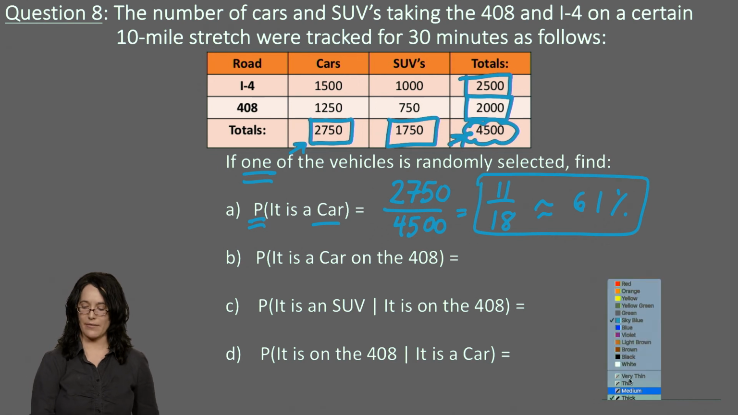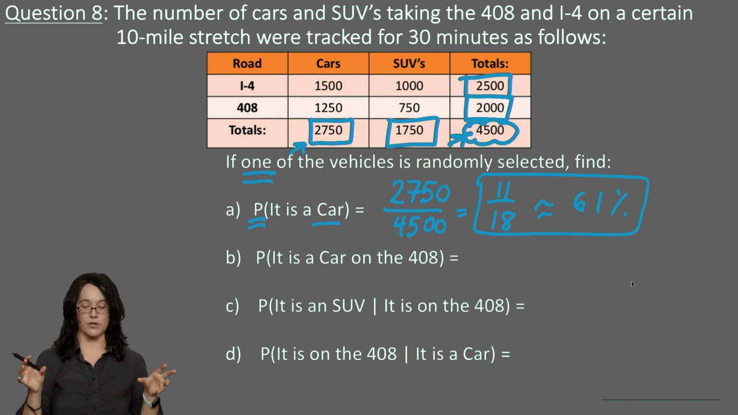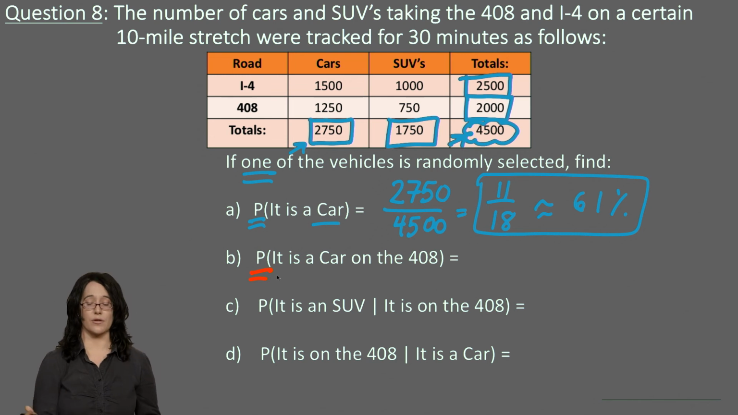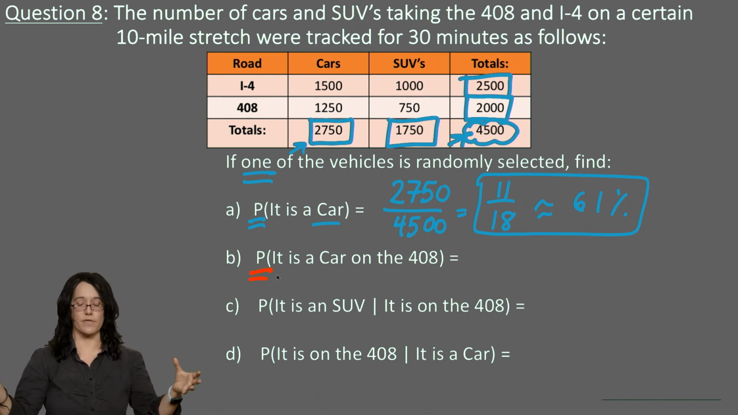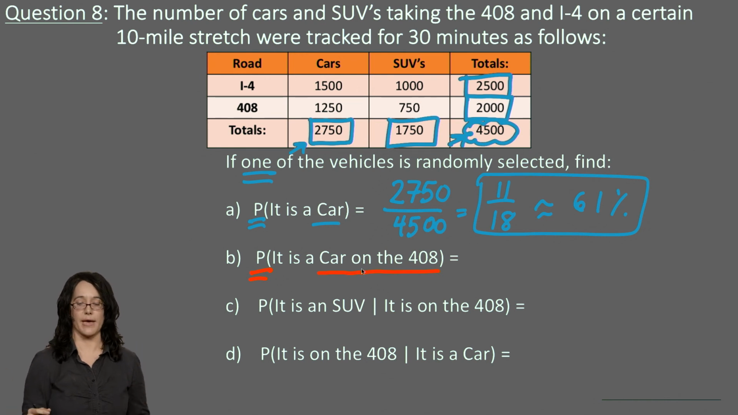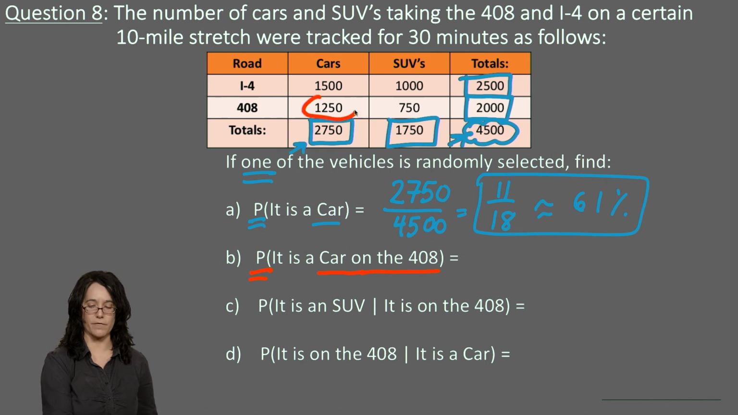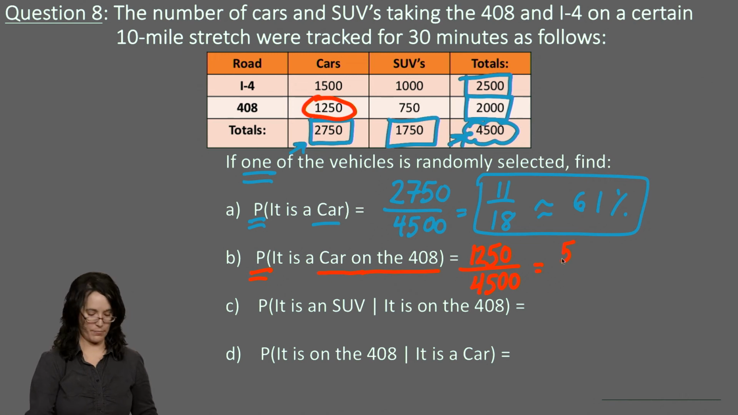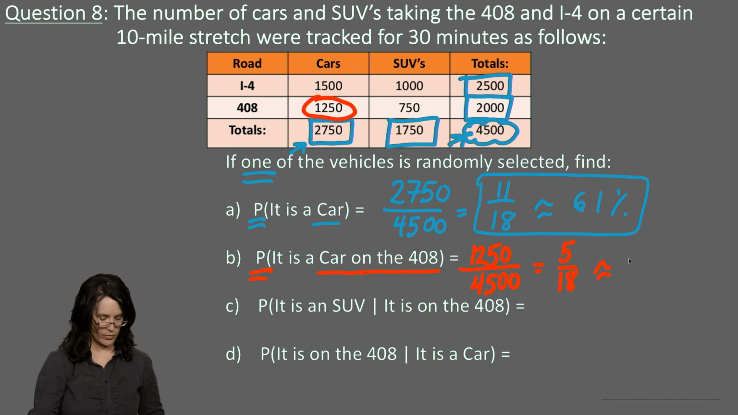Okay. Now let's do something a little bit more particular. What's the probability or the likelihood of selecting a car that was in this survey that was on the 408? So it has to be a car on the 408, okay? So how many cars were on the 408? Well, that would just be these 1,250, wouldn't it? So that would be 1,250 out of the total number of vehicles in question, which is 4,500. And again, if we do our reducing, eventually you should come up with 5 out of 18 as a fraction, or roughly 28%.